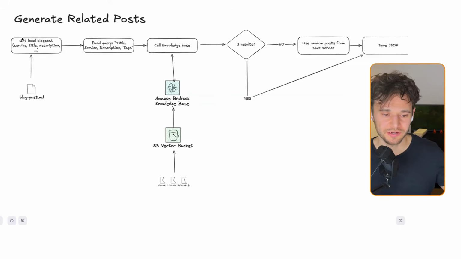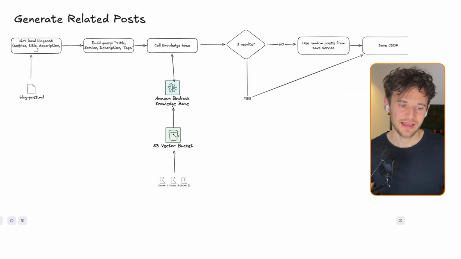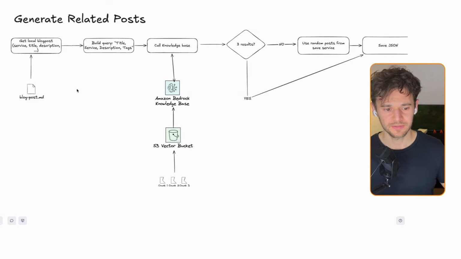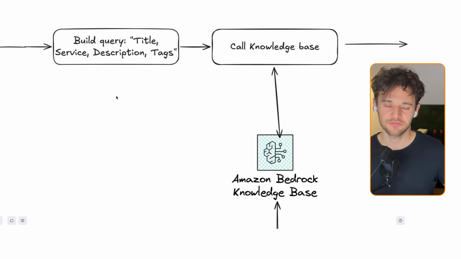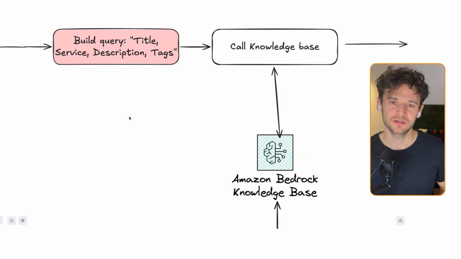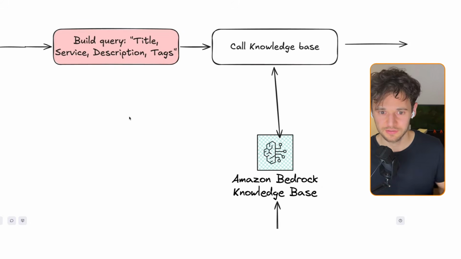And the script is working like that. You get the local blog post and all of the front matter. So the service, the title, the description, and so on. So this is the markdown file which flows into the script. And then we build a query. The query is very important, and this is a crucial part to improve after some time. But we've built a pretty simple query here by saying, give me similar blog posts, again chunks, with the title, the service, description, and tags.